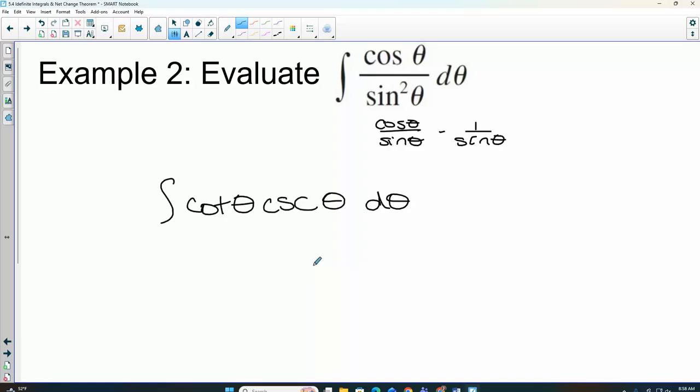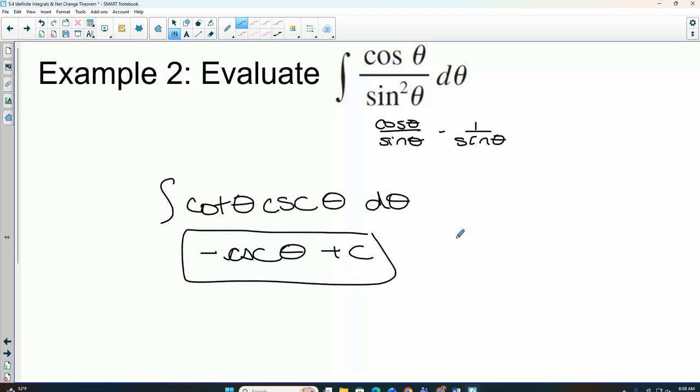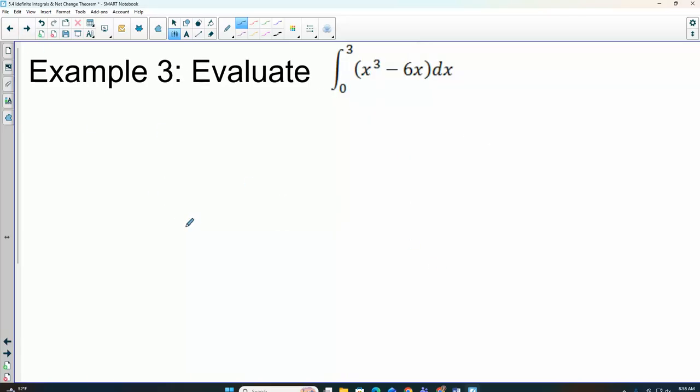Now it's still a product, but do we know of anything that has a derivative of cosecant cotangent? Cosecant. Now remember, all the co functions have a negative derivative, so the derivative of cosecant would be negative cosecant cotangent. So to get a positive, we need a negative in front. And then what else do I need? Plus c, because we don't have numbers to plug in. So simplifying first can be helpful. All right. You guys try this one.